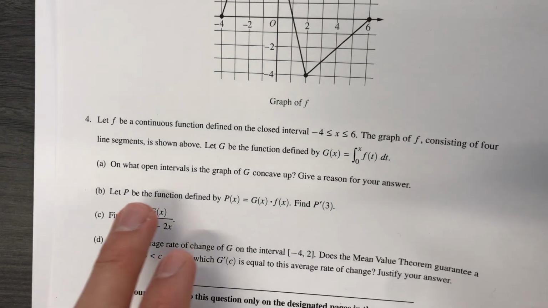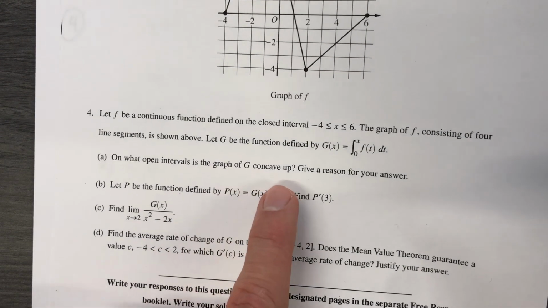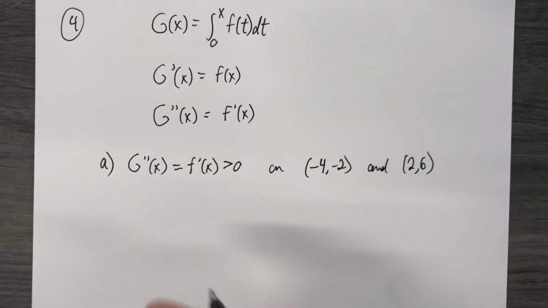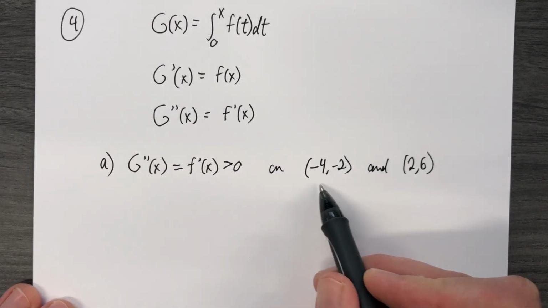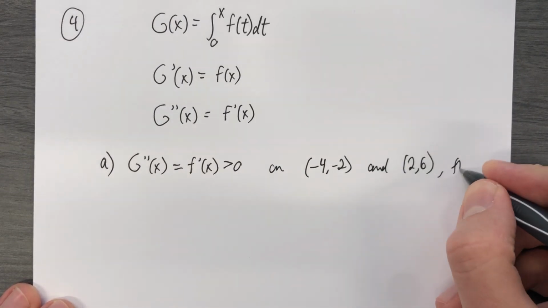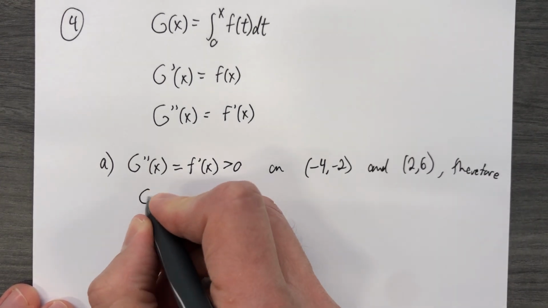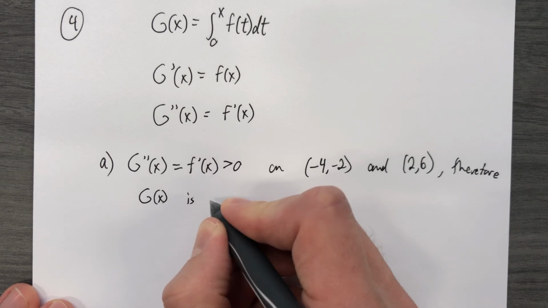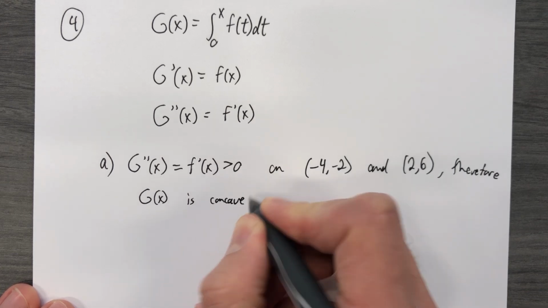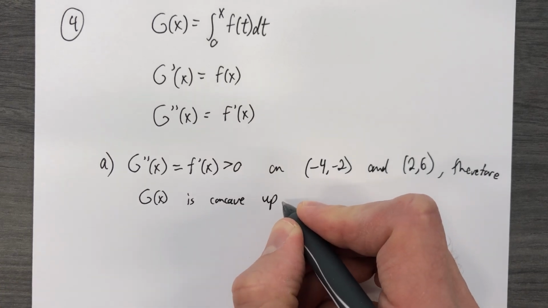So on what open intervals, open by the way, parentheses, notice that, is the graph of g concave up? Give a reason for your answer. It's concave up for this reason. So, and therefore, g of x is concave up.